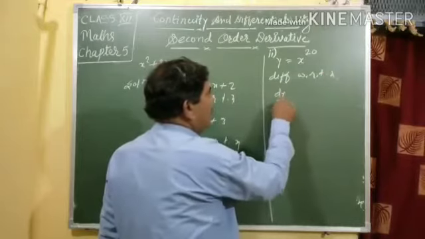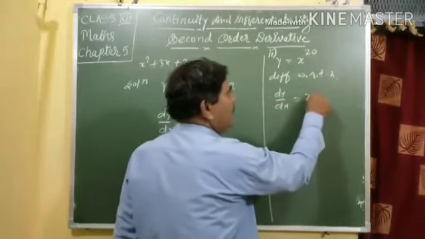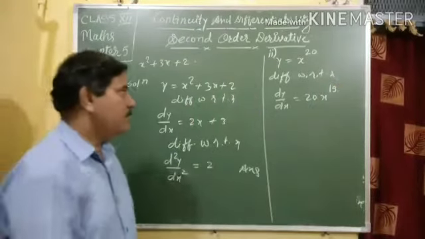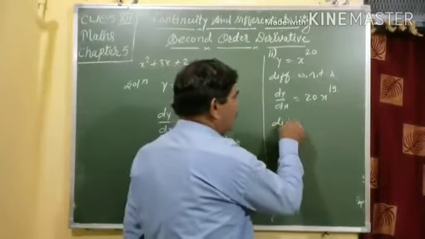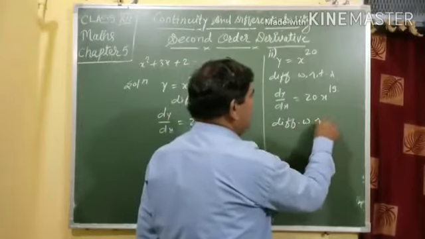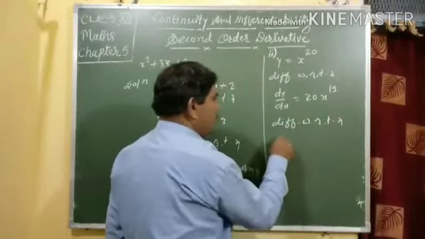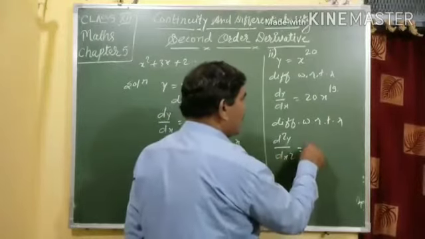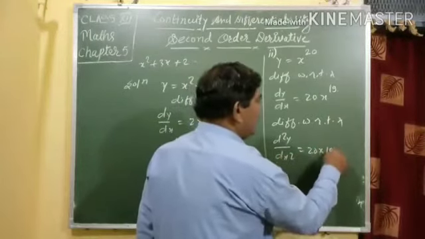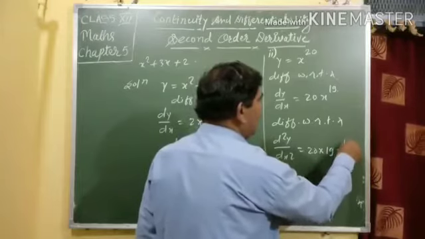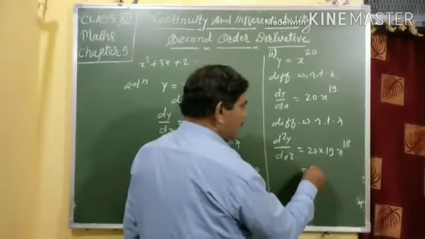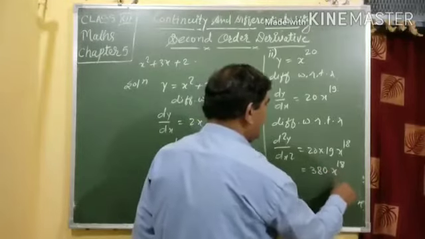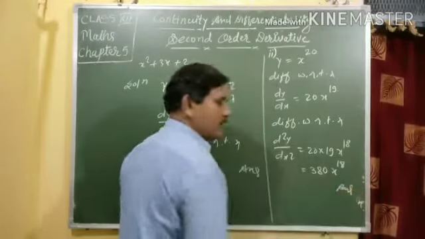So dy by dx is equal to 20 into x to the power 19 हो जाएगा, 20 minus 1. Again differentiate, दो बार differentiate करना है. Differentiate with respect to x, then you will get d square y by dx square is equal to 20 into 19 into x to the power 18. So that is 380 x to the power 18. So this is an answer.